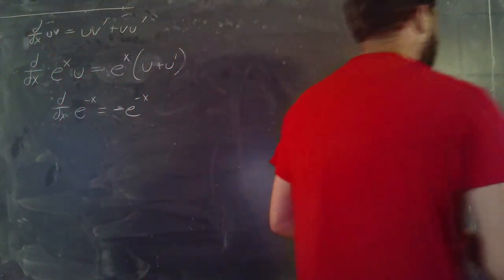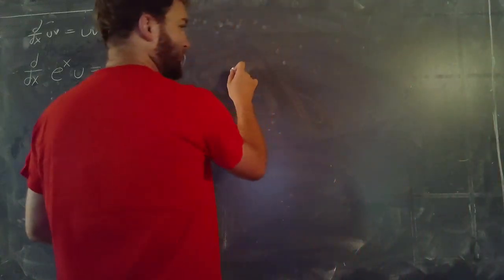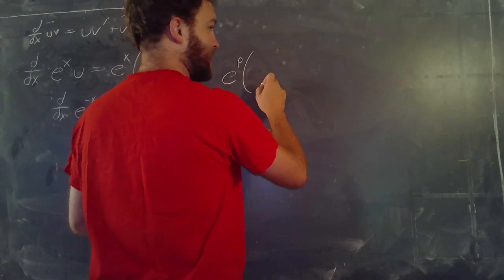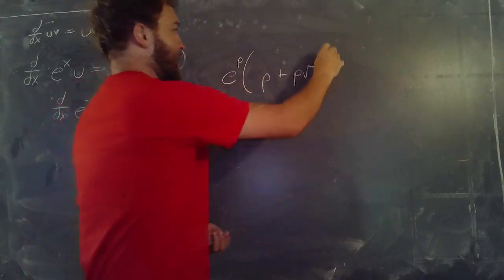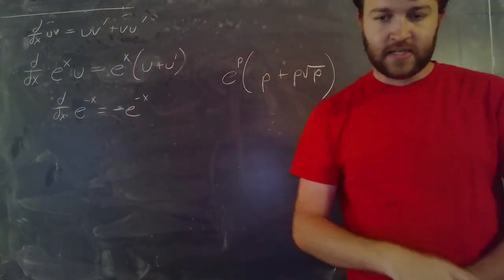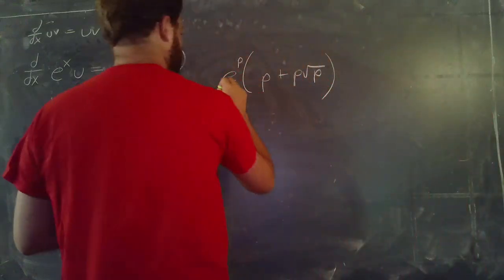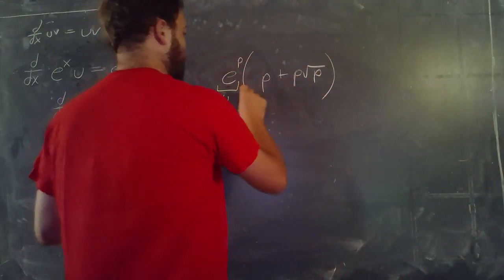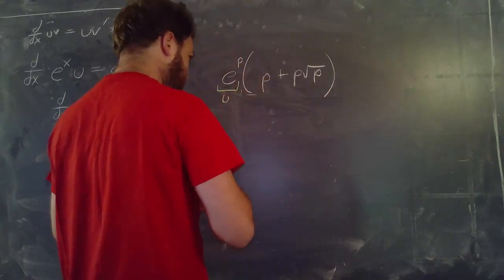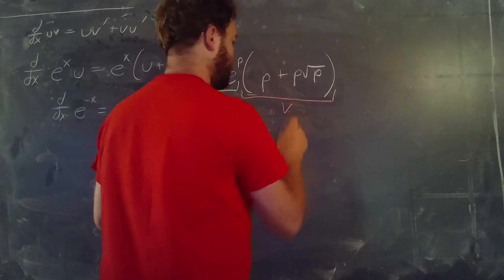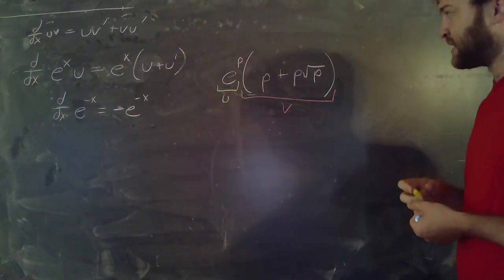For our next example, we're going to look at another e to the x situation, although the variables are going to be a little bit different. We're going to do e to the power p times p plus p square roots of p. And there's an interesting situation here because if you notice, we have this function of p here, which we could call u, and we have this function of p here, which we could call v.